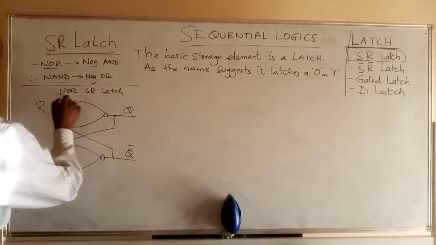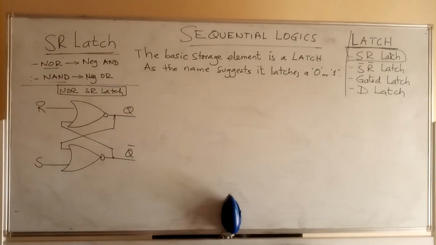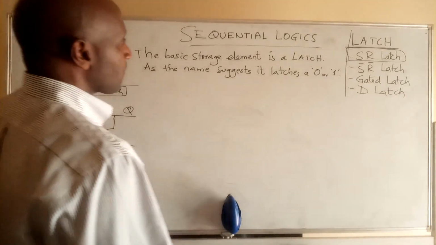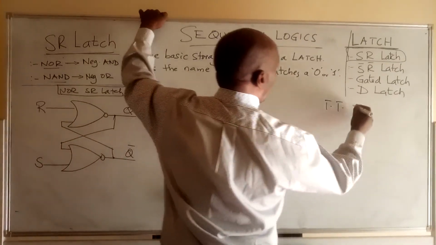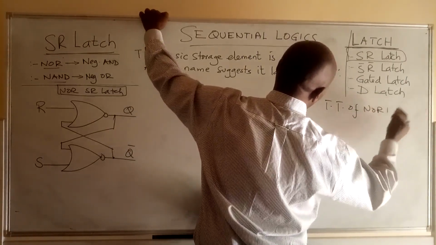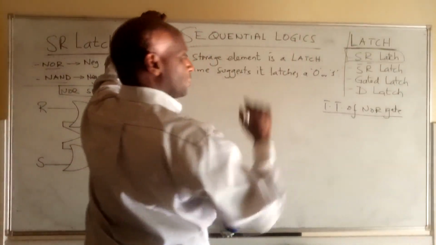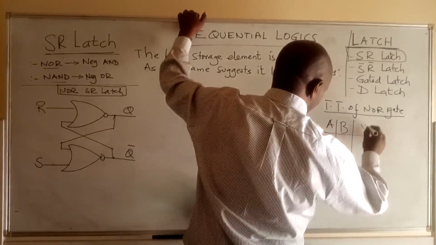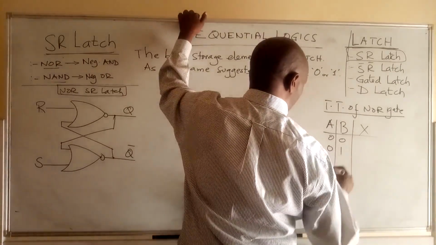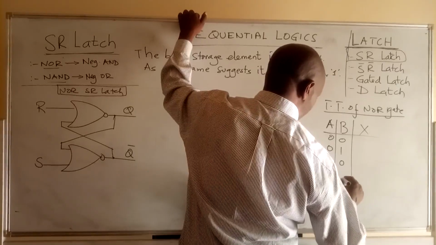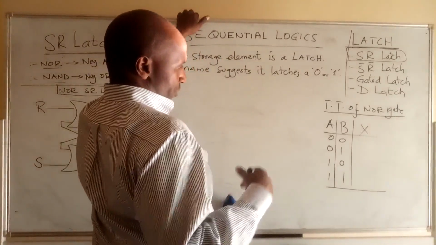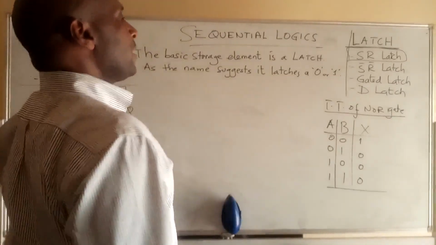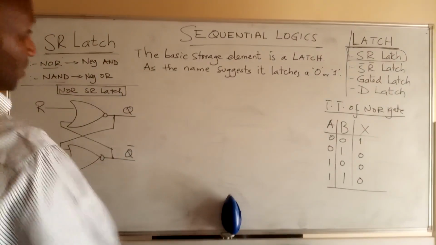So now, let us see this NOR SR latch, how will it function? Before going very far, let us remember first of all the truth table of a NOR gate, having two inputs, where X is the output. We have 4 combinations, of course, with 2 inputs. With 0, 0, NOR gate, that is a 1, then 0, 0, and 0. Good. So friends, this is the truth table of a NOR gate. Good. So we will come back to it.